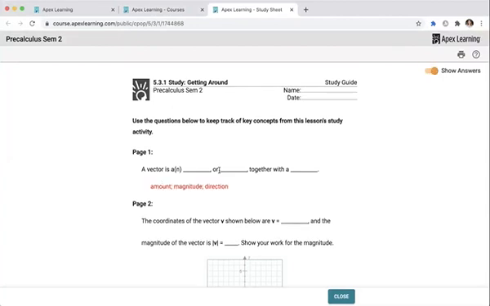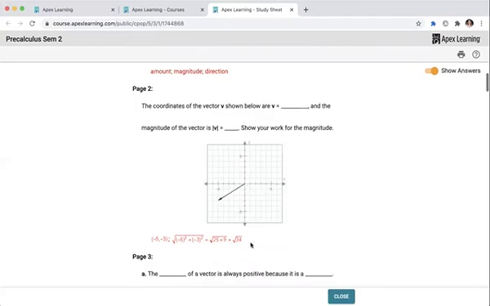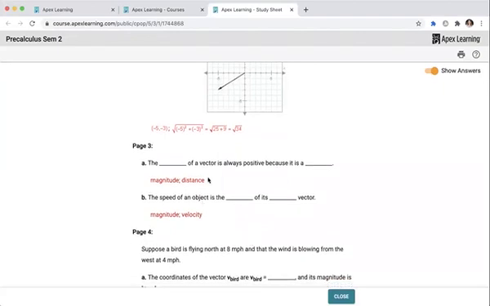A vector is an amount or a magnitude together with a direction. So it is a value and a direction. The coordinates for vectors, we just write as XY coordinates if we're talking about a vector by itself, and that coordinate is where the tip of the arrow is. It always starts at your origin and your arrow goes out from there. The magnitude of the vector is the length of this, and we always have it as a positive value because it is a distance. We're just talking about the total distance, not the distance plus the direction.